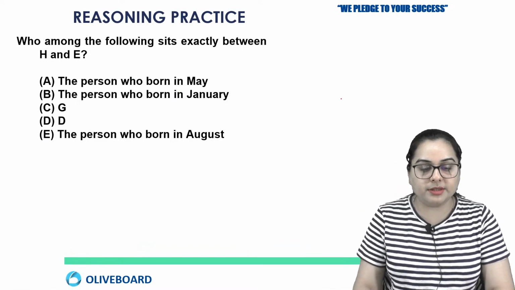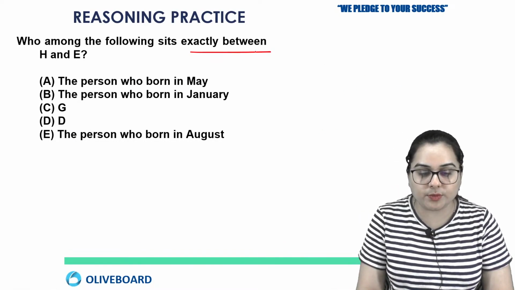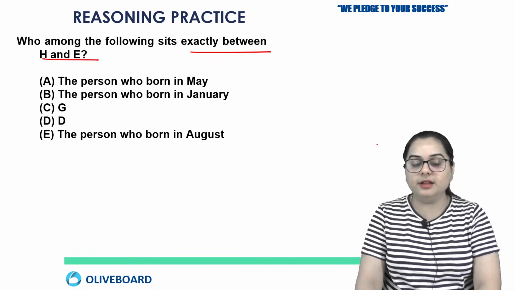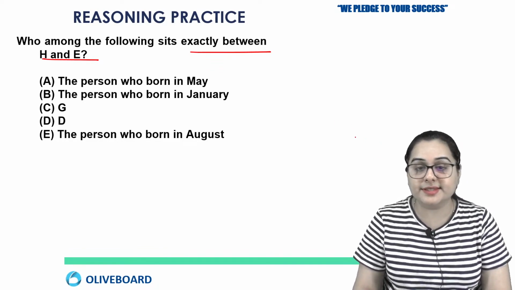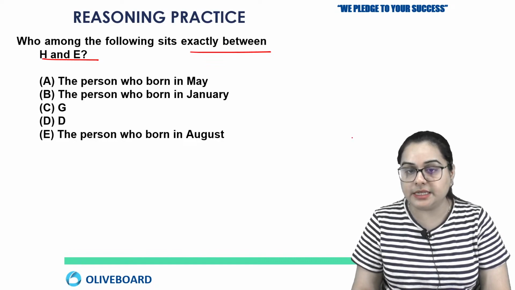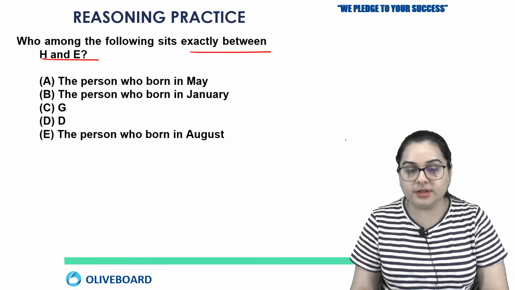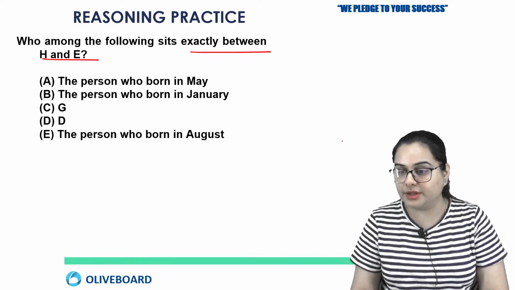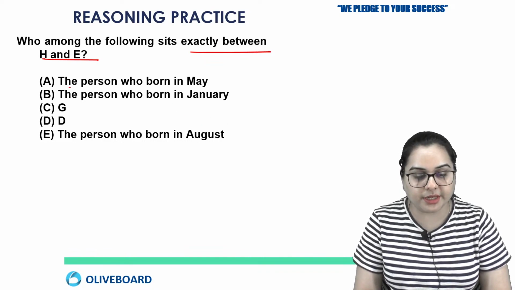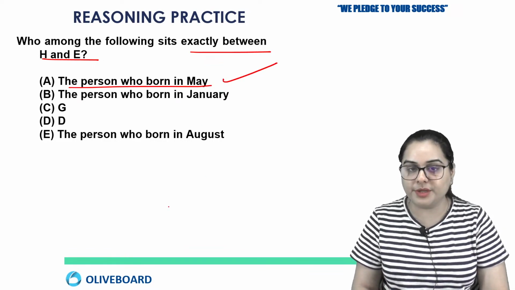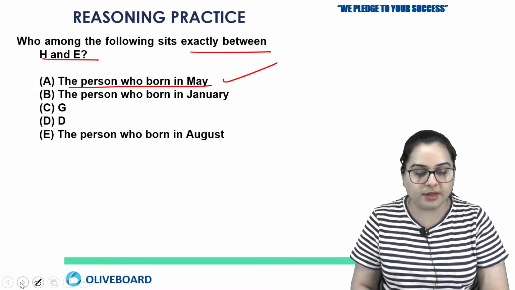Okay, so answer me this. Who among the following sits exactly between H and E? So you have to answer who among the following sits exactly between H and E. It is F, or the person born in the month of May. So that is there in option number A. The person who is born in the month of May is your answer. That is option number A.